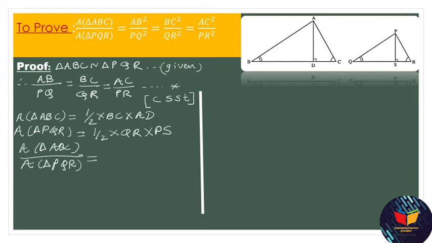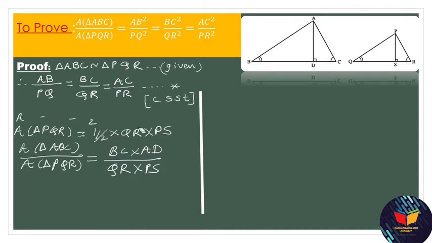It is equal to, now see, here 1/2 will cancel out. Then what will be the remainder? BC into AD upon QR into PS. Okay, so we will rub this part, as it was for our understanding only. So I will write this step again here.